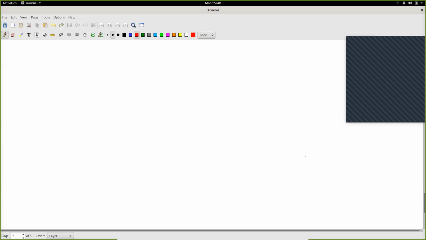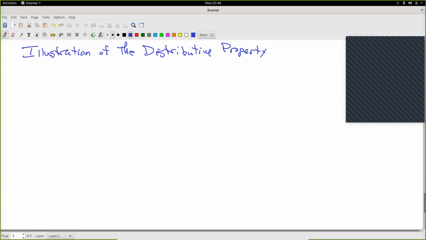So I think the easiest way to illustrate the distributive property is with the area model. And we call it the distributive property, but it turns out there's a whole bunch of other distributive properties. Maybe I'll show a couple of those in a minute.